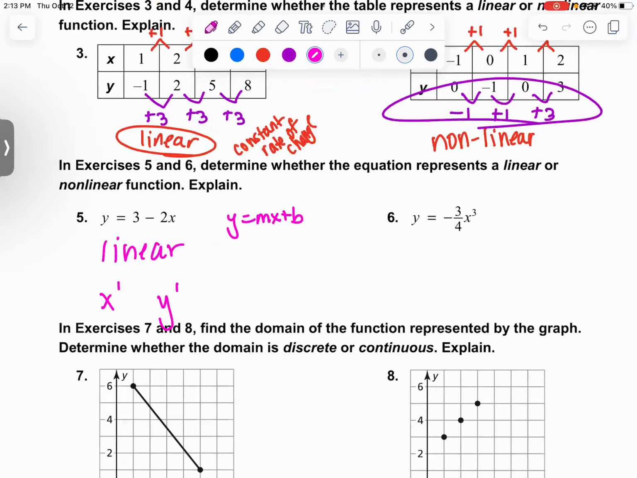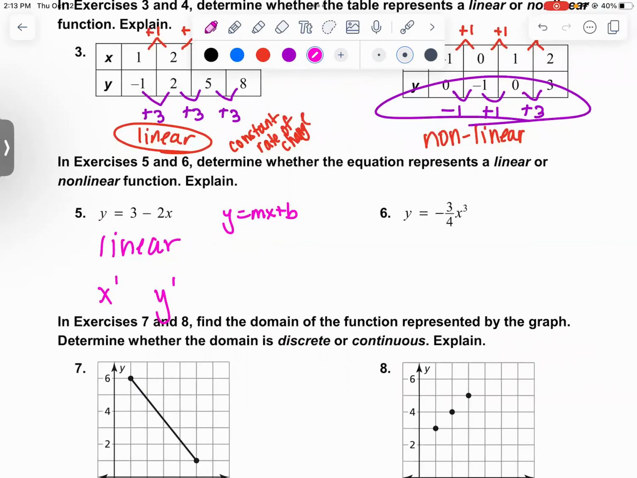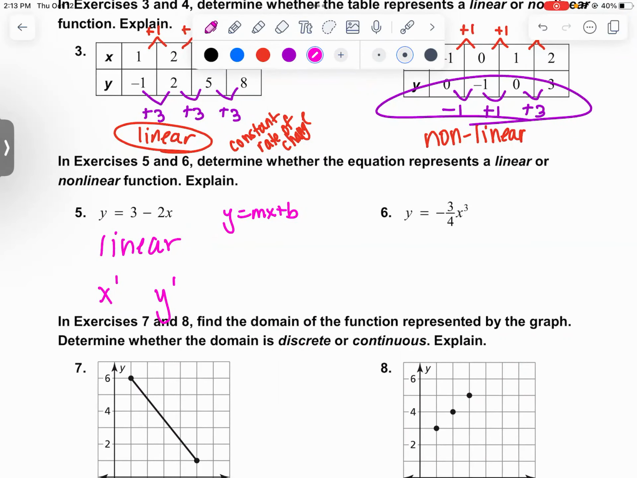Okay, I can answer the second one. I'm sure you can, but I'm not going to ask you to. I am going to ask somebody that's not named Kyron. Ethan? No, this is non-linear. What's the giveaway? X cubed.